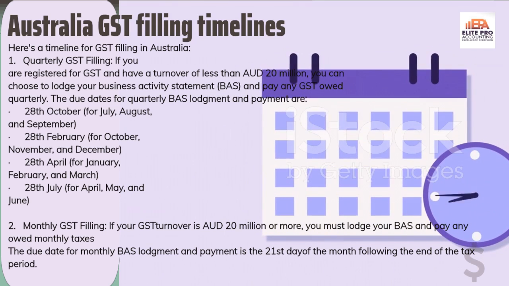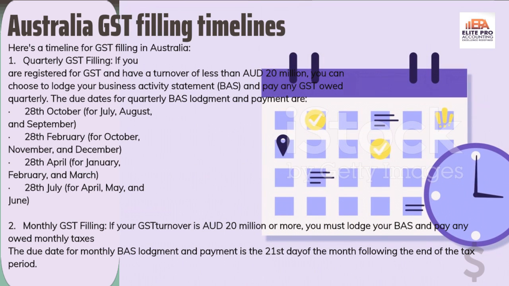2. Monthly GST filing. If your GST turnover is 20 million Australian dollars or more, you must lodge your BAS and pay any owed monthly taxes. The due date for monthly BAS lodgement and payment is the 21st day of the month following the end of the tax period. It's important to note that if the due date falls on a weekend or public holiday, you have until the next business day to lodge and pay.